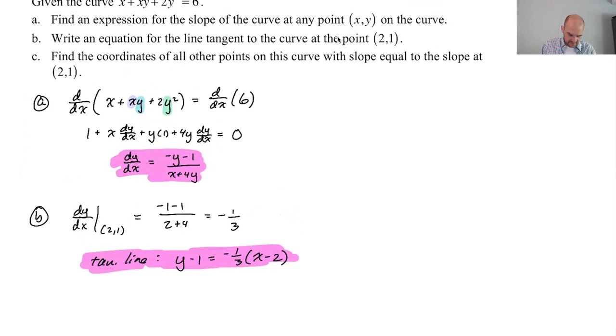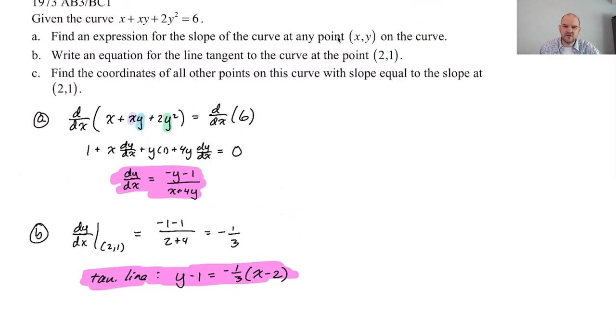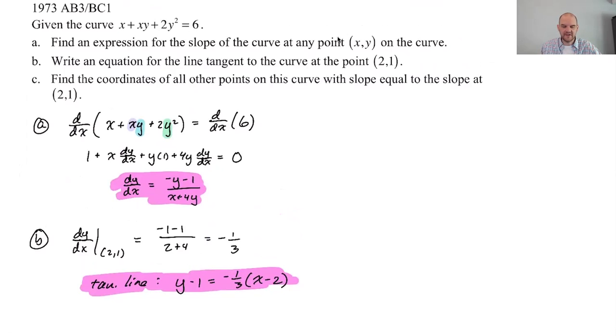All right, let's see. Find the coordinates of all other points on this curve with slope equal to the slope at (2, 1). So the slope has to be equal to the slope at (2, 1), which means that the slope needs to be negative 1/3. They used to do this all the time, where your answer to C is 100% dependent upon your answer to B. So if you got A wrong, you got B wrong, and then if you got B wrong, you're gonna get C wrong.